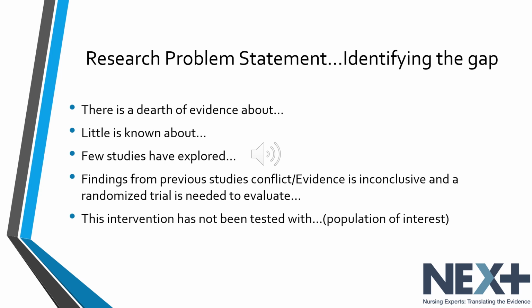Here are some example phrases that might be used in the sentence that helps the reader identify the gap. For example, there's a dearth of evidence about, little is known about, few studies have explored, findings from previous studies conflict, or evidence is inconclusive, or the intervention has not been tested, and then they'll tell you their population of interest.